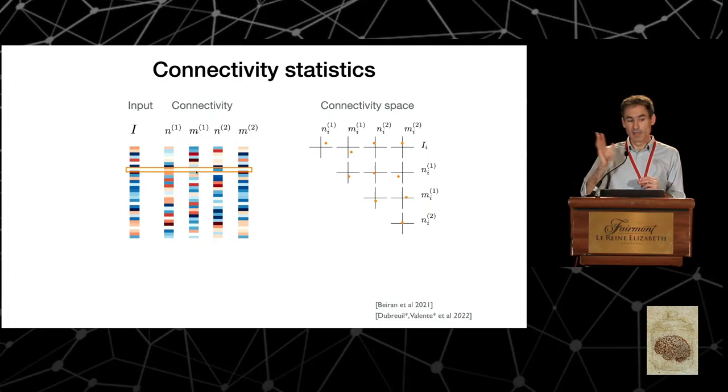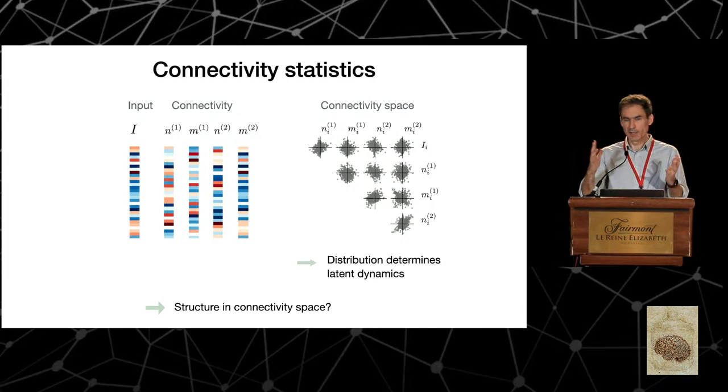Now this is a space where every axis is the entry over one of these vectors. So in this example, the connectivity space would be five-dimensional. Here I'm showing you different two-dimensional projections of this five-dimensional space. Every neuron is a point in this space. And then the connectivity of the whole network can be represented in terms of a cloud of points, a distribution of points in this connectivity space. Again, this is really a cloud in five dimensions. Here I'm showing you different projections. And the key point is that our mathematical theory predicts that the distribution of these points in the connectivity space fully determines the latent dynamics.